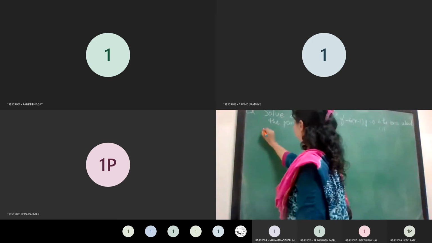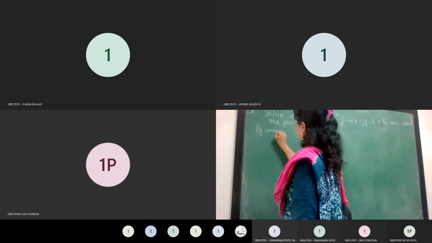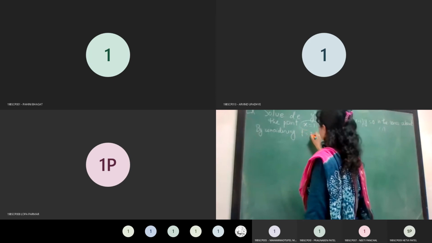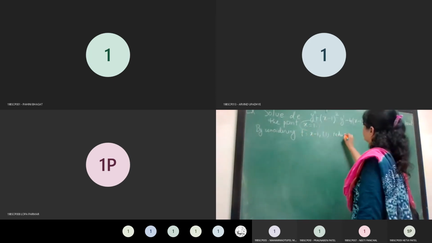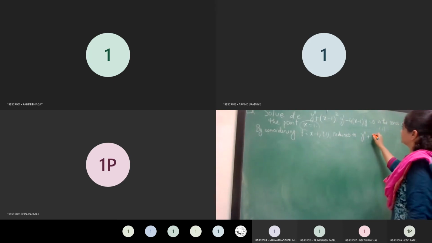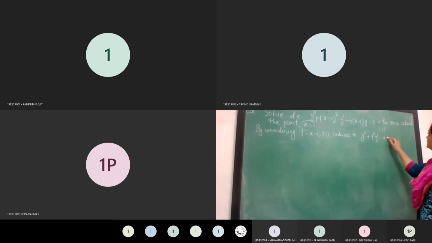Okay, so now we have reduced the equation by considering t is equal to x minus 1. Equation 1 reduces to y double dash plus t square y dash minus 4 t y is equal to 0.